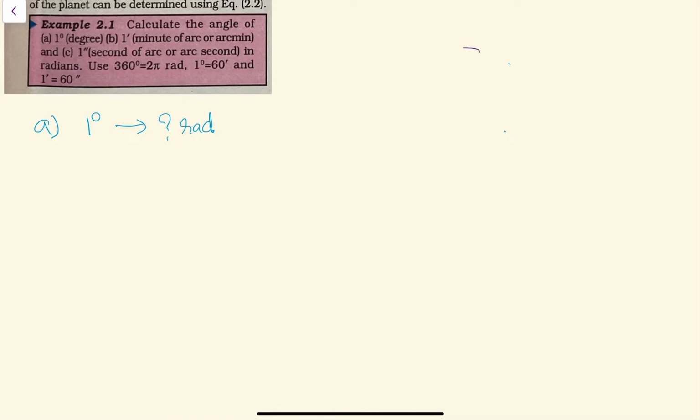See that in one circle, how many degrees are there? If someone completes a rotation, how many degrees? You know very well, which is equivalent to 360 degrees. What is the equivalent in radians? We should remember that 360 degrees is equal to 2 pi radians.